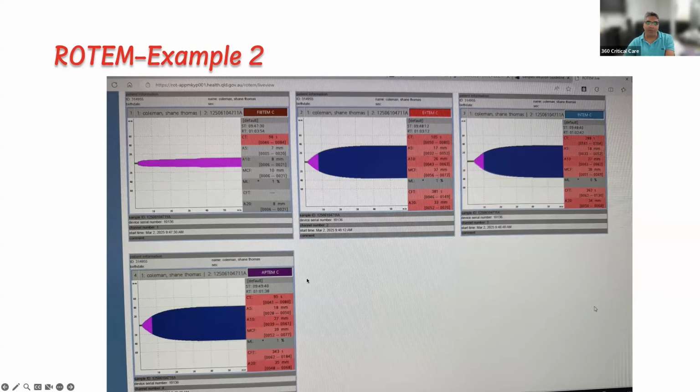The only extra information that you can get in APTEM is the maximum lysis, but it is 1%. Anything more than 5% is abnormal. At 1%, there is no increased fibrinolysis. So how will you treat it? You will supplement the fibrinogen here, because with the other channels, you will not be able to interpret anything as long as you have a fibrinogen deficiency.